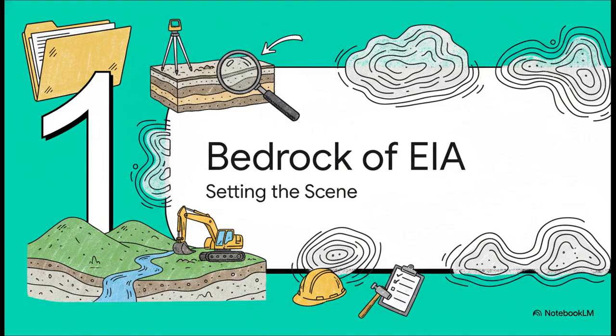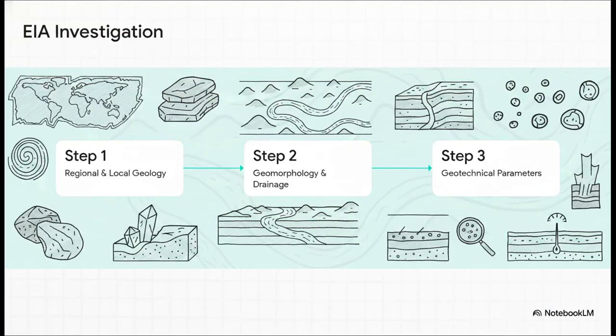Let's go ahead and open the case file right at the beginning with Section 1, the bedrock of EIA. This is where the investigation starts. The FAE relies on a seriously rigorous investigative checklist. First, they map out the regional and local geology, identifying the overarching geological provinces and major rock types, whether it's igneous, sedimentary, or metamorphic. Then, they zoom in a bit closer to analyze geomorphology and drainage. Finally, they get extremely granular, assessing geotechnical parameters. It's a really fascinating shift in scale. They go all the way from analyzing giant tectonic plates in stratigraphic successions right down to examining microscopic soil porosity.